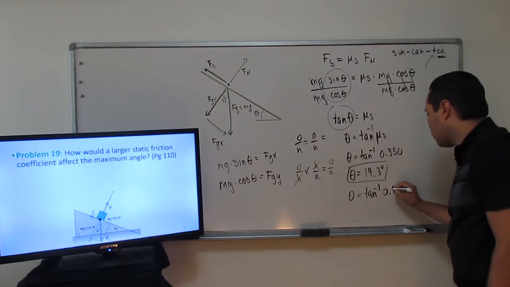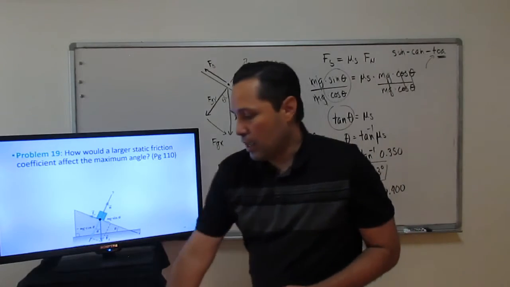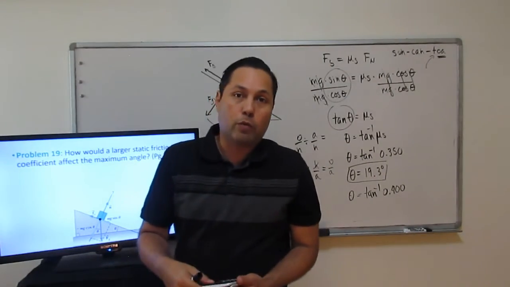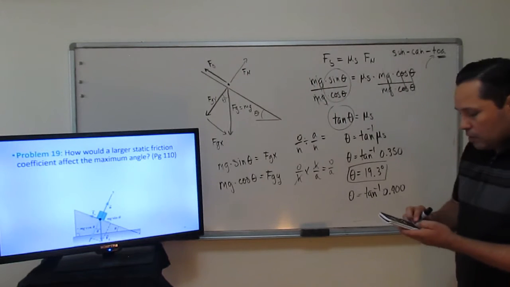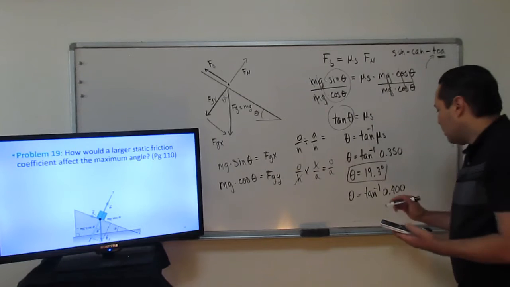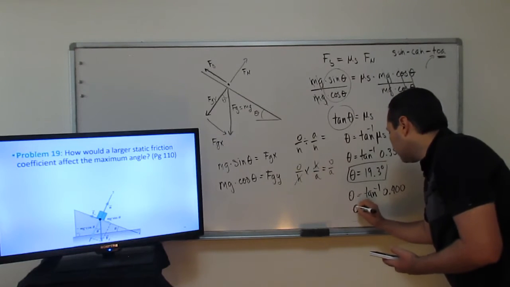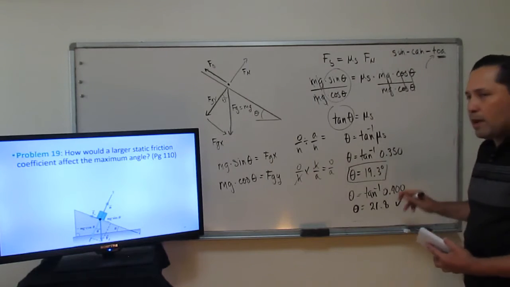Let's go with 0.400. That should give us a bigger angle since it is a rougher surface. Therefore, it will have a larger angle that you can tilt the ramp. So the inverse tangent of 0.400 will give us an angle of 21.8.